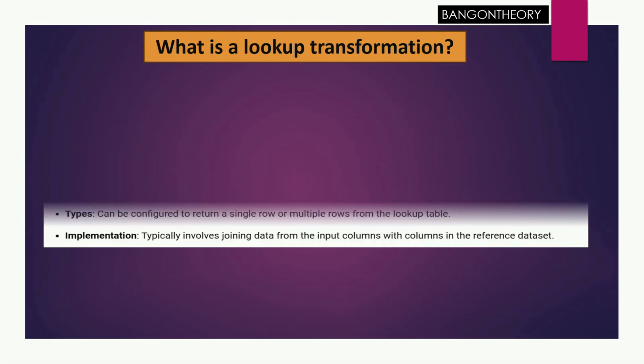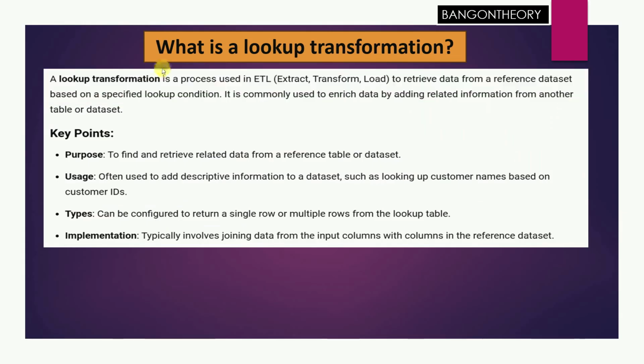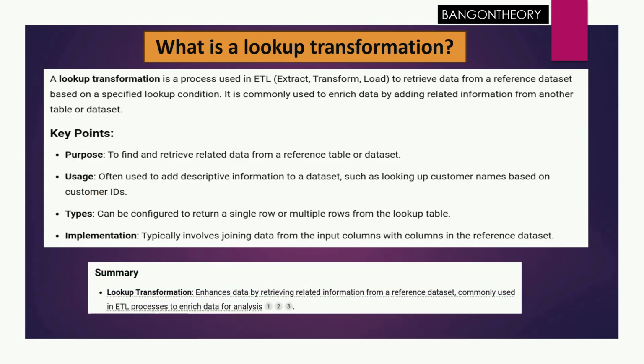So the next question is, what is a lookup transformation? Lookup transformation is a process used in ETL to retrieve data from a reference data set based on a specific lookup condition. Its usage is to add descriptive information to a data set, such as looking up customer names based on customer IDs. It enhances data by retrieving related information from a reference data set, and it is commonly used in the ETL process.